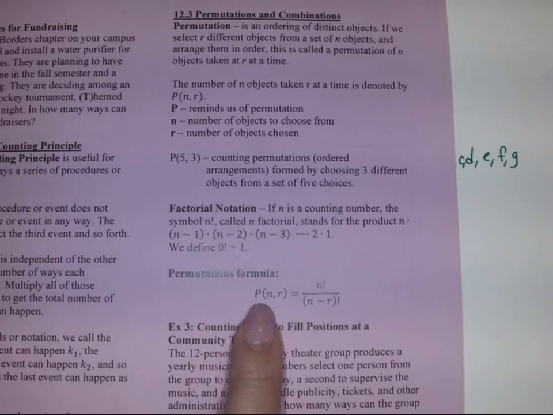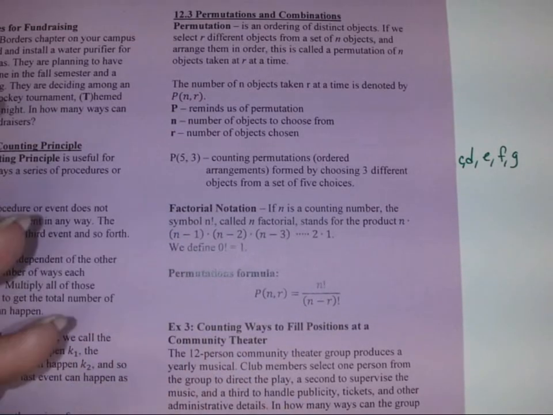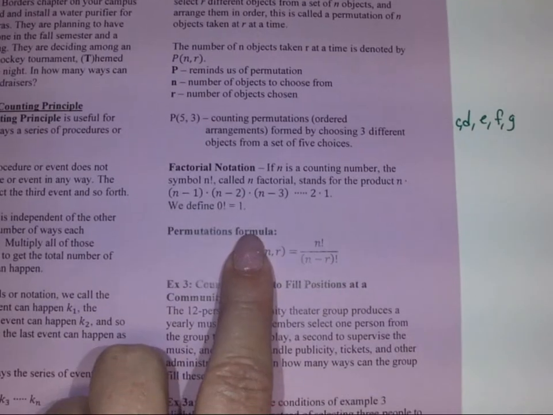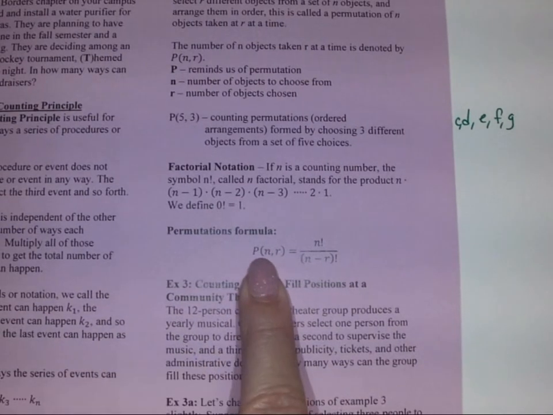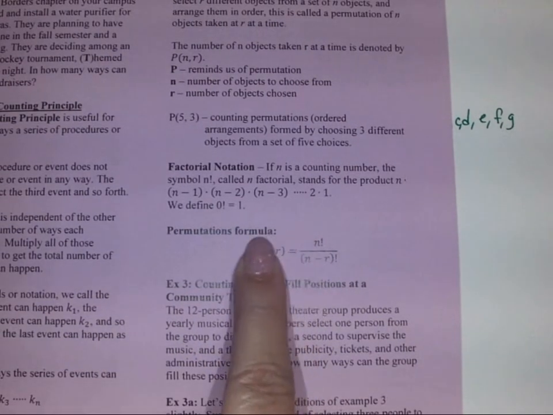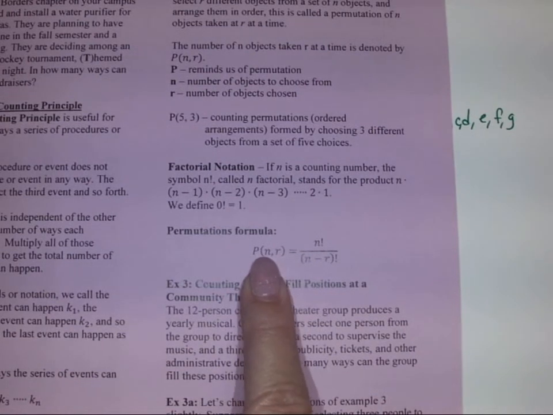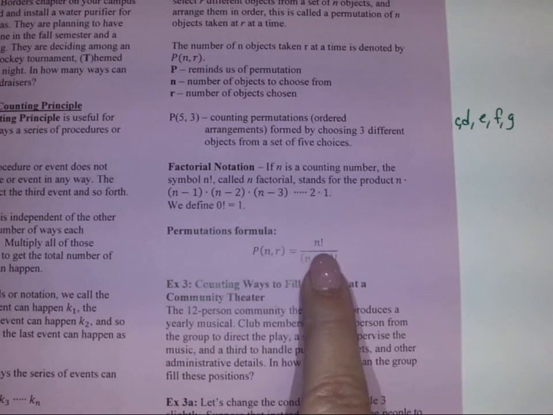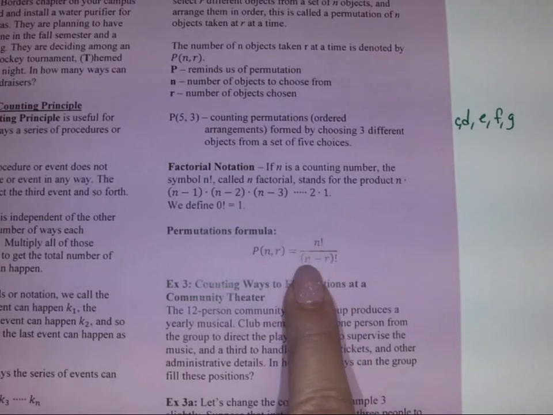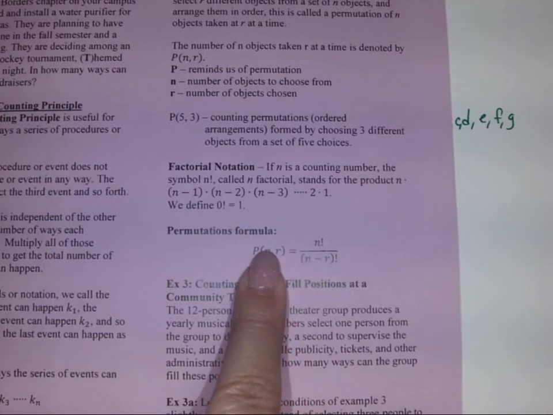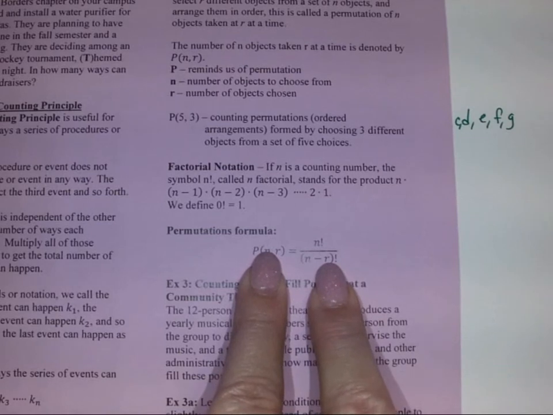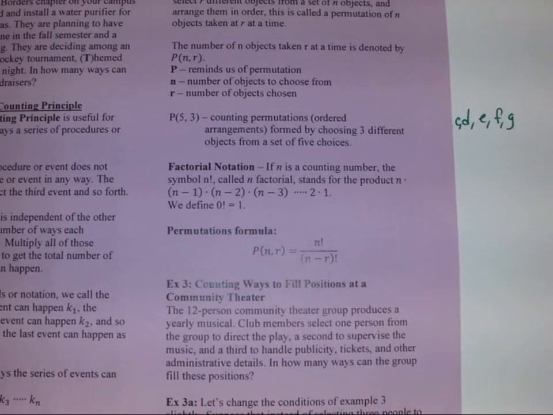So, the permutation formula. We were looking at before what the permutation is, but to make the formula a little bit easier, we're going to take that same notation, and whatever the number of objects is, we're going to put that on top as a factorial, and we're going to divide it by the number of objects minus how many we're taking at a time, factorial.